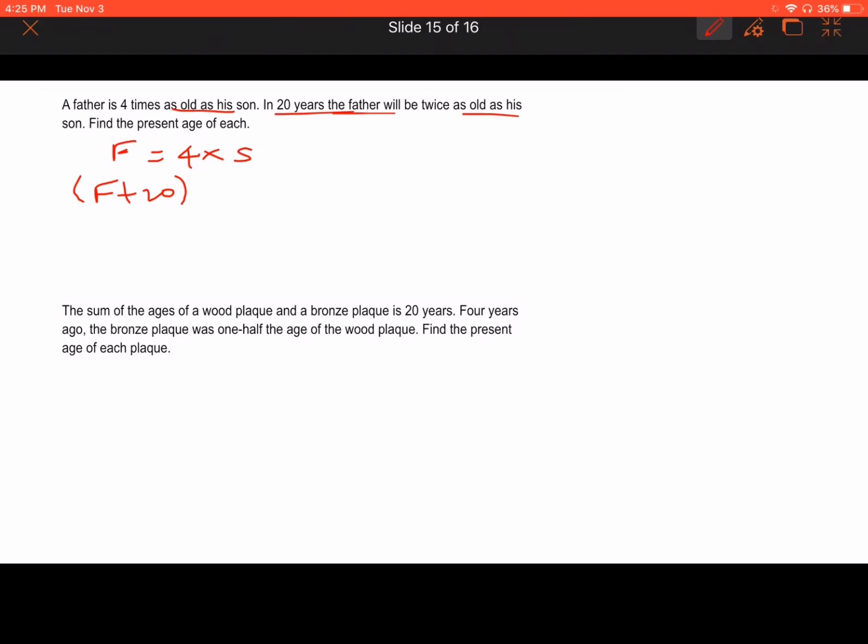So f plus 20 is equal to twice the son's age, right? So here I'm indicating father's age as the present age, so the son's age also is indicated in the present stage. Here it is f plus 20, so after 20 years, the son's age is also compared, so as old as, that word is very, very important. Okay, now we have to substitute the value of f here. So 4s plus 20 is equal to 2s plus 40.